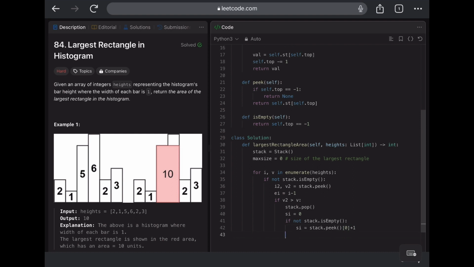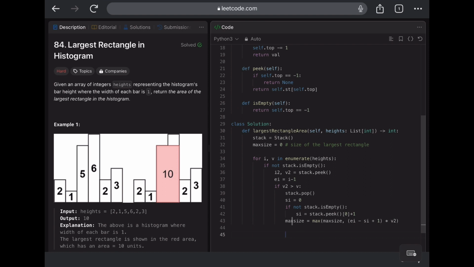Okay. Now we need to calculate the area given these parameters. The area would be end index, which is the right boundary, minus starting index, which is the left boundary, plus 1 times the height. What is the height of the element at the top of the stack? Well, it's going to be just the value, which is times v2. This is the area. But remember that we want to store the largest area in our max size variable. So what could we do? We can just do this. We can assign this to the max of max size and this new area that we calculated.